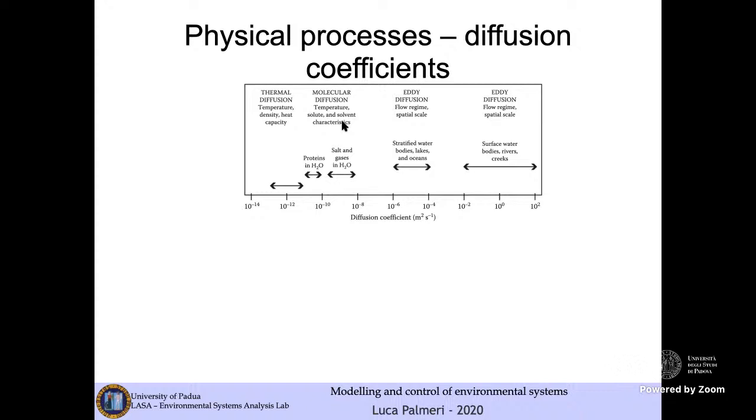If you go to molecular diffusion, that is a typical diffusion mechanism by which proteins or salts and gases in water are displaced, then you have values of the diffusion coefficients in the range 10 to the minus 10, 10 to the minus 8. If we go to eddy diffusion, that is typical for flow regimes, but depends on the flow regime and on the spatial scale. For example, for stratified water bodies like lakes and oceans, you have values of the diffusion coefficient in the range of 10 to the minus 6, 10 to the minus 4.